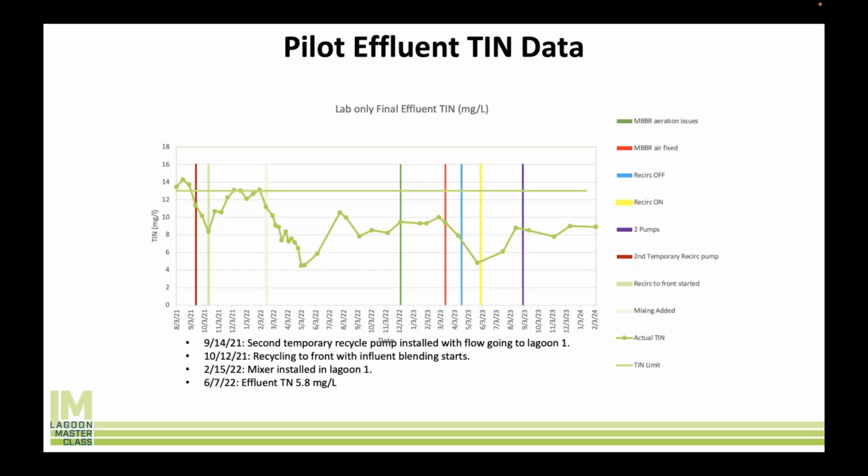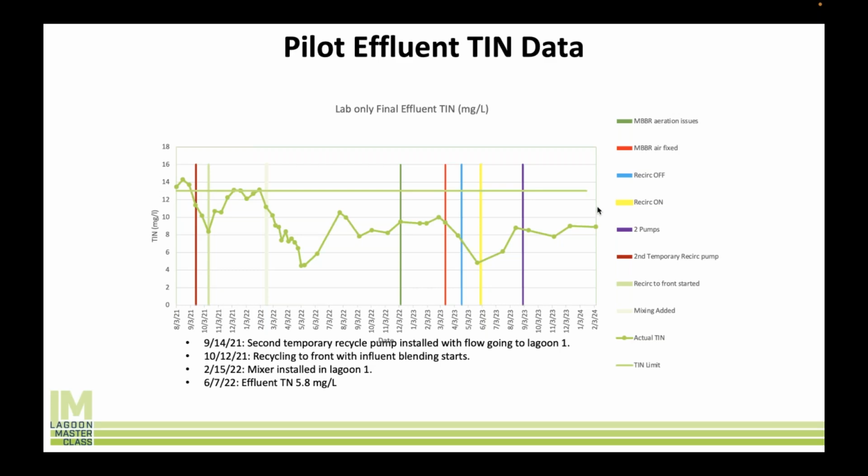So here are the results. Pre us working on this, they have a TIN limit of 13. Their future TIN limit is probably going to be 10. Again, that kind of falls in line with the finger-in-the-air analysis that I told you earlier, that most lagoons probably get a 10 TN limit at some point in the future. And so that's really what we're shooting for, right?